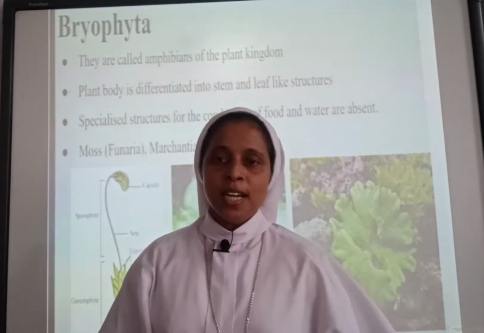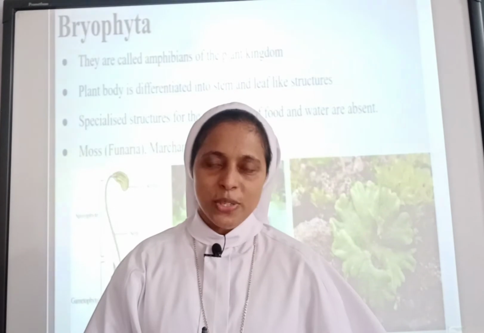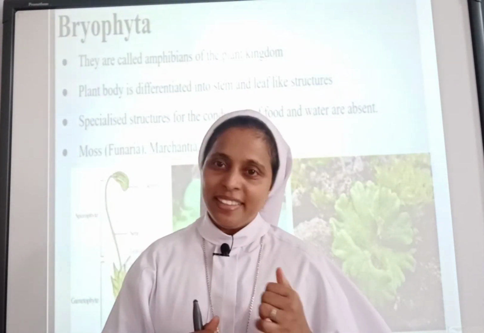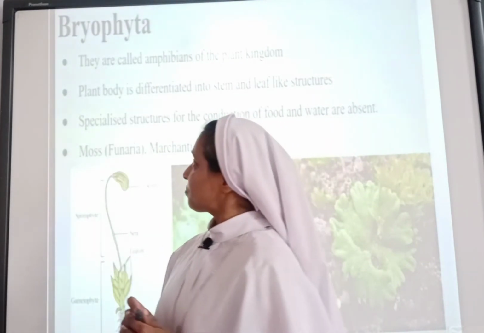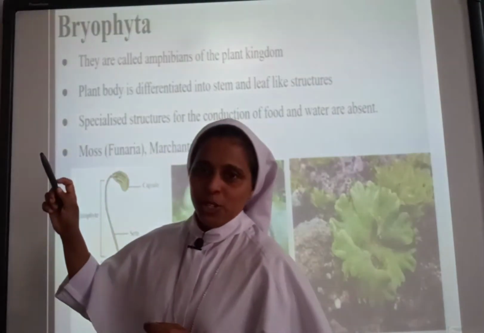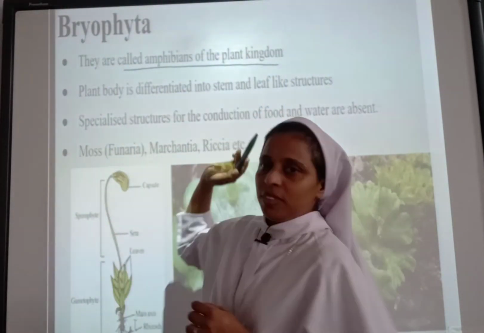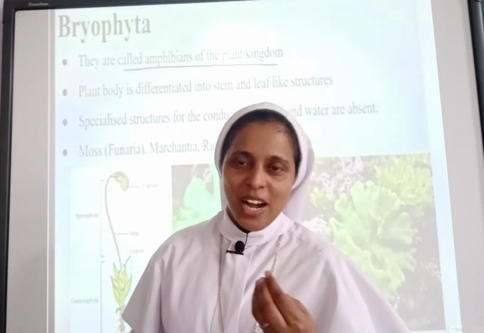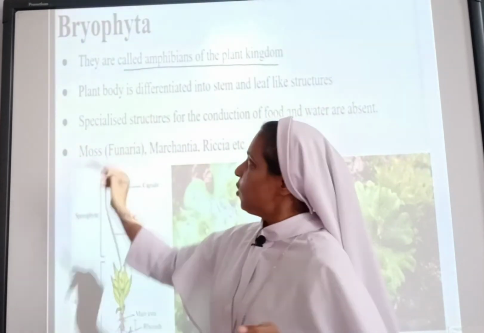Otherwise, which plant is termed the amphibian of the plant kingdom? A direct question can also come. Which plant is termed the amphibian of the plant kingdom? They are bryophytes. So, coming to the first point, they are called amphibians of the plant kingdom because, as I have told you, just like the frog, they have conquered the land over the water. They live on the land as well as in the water.